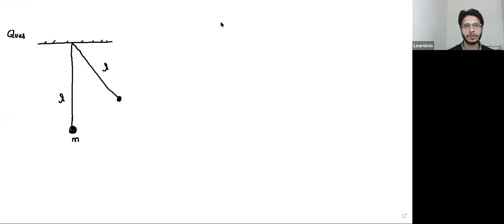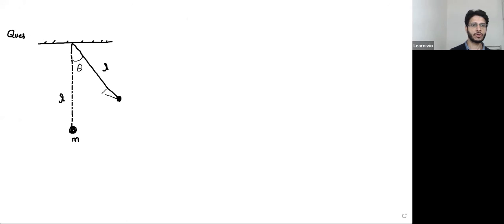Like if you take a thread, connect a stone to the thread and keep on revolving that stone in a circular path. This is what we are doing here. So I'm just representing this initial position with the dotted lines. Then this string is revolving, moving at an angle theta with the vertical.